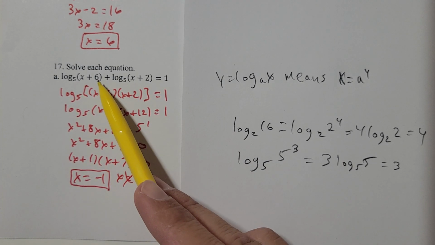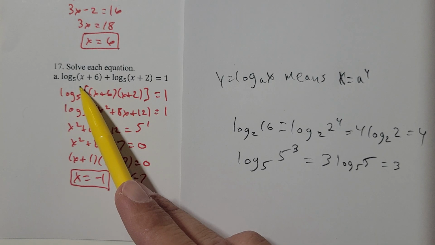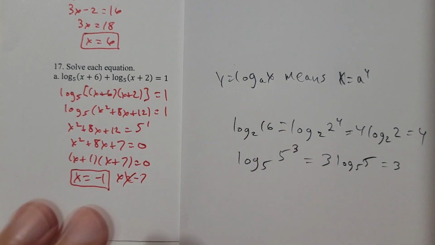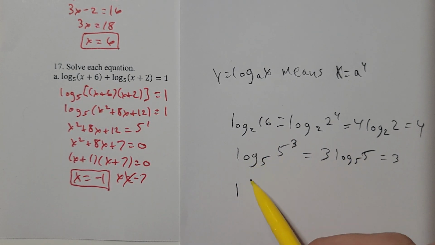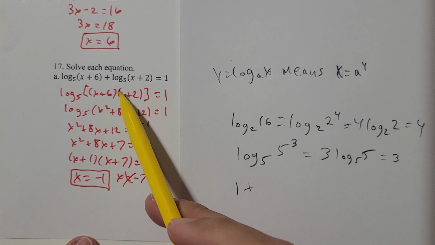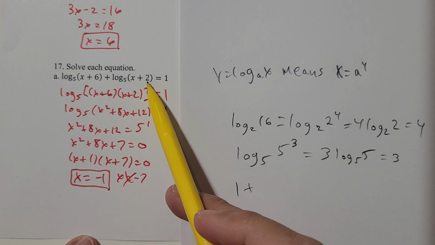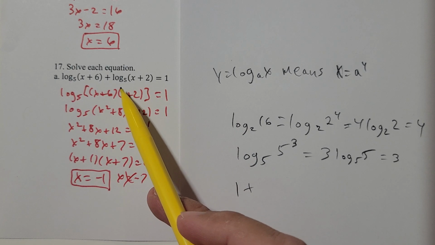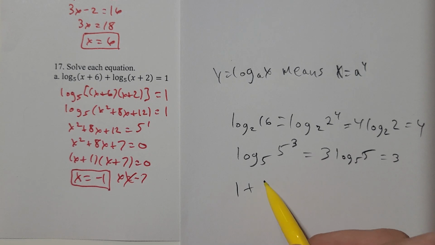Well, negative 1 plus 6 is 5. Log base 5 of 5, that's 1. Plus log base 5 of negative 1 plus 2, which is 1. Log base anything of 1 is always 0. It doesn't matter what the base is. Okay, 1 plus 0 is 1, and that's the number that I see on the right. So x equals negative 1, that's correct.